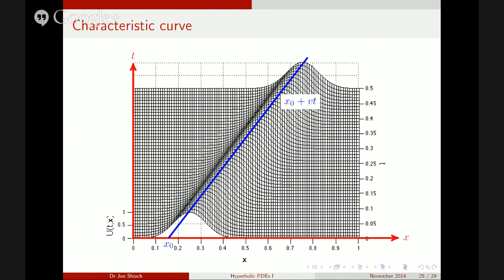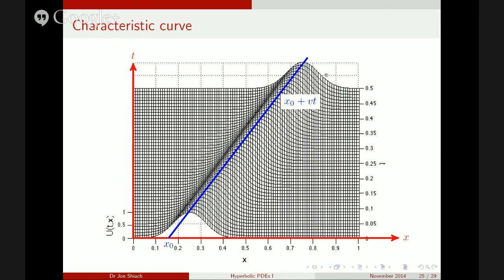By doing so, that's what we call a characteristic curve. It shows you through time and space what's happening to that point. That point starts here, and eventually, after half a second, it ends up over here. That blue line is what we call a characteristic curve. In this case, it's just a straight line because this is a linear problem, a linear PDE. That curve has the linear equation x naught, which actually should be down here, plus the velocity of our propagation times time. So that's our characteristic curve.